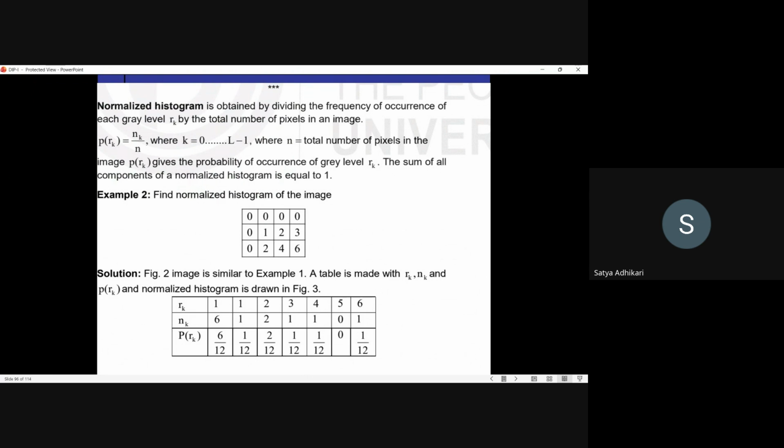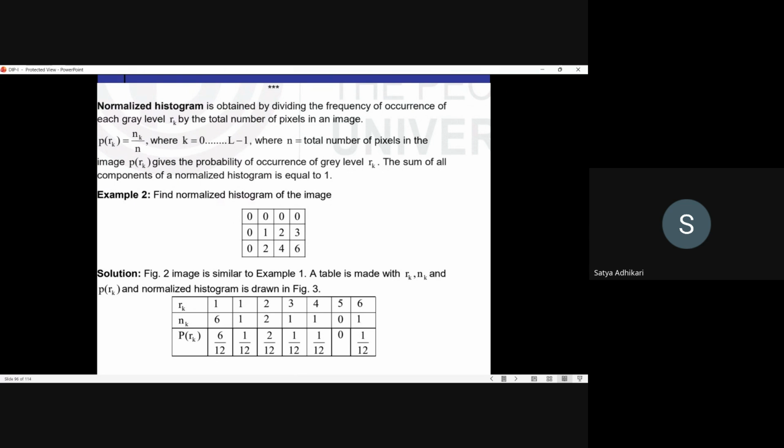So here it is written as P of rk, that is the probability value of rk, is equal to nk by N. N is the total number of pixels in that image, where k is equal to 0 to L minus 1, because we start with 0. P of rk gives the probability of occurrence of a gray level value. If we find the probability of occurrence of all pixels and represent it in a table, it is known as a normalized histogram.